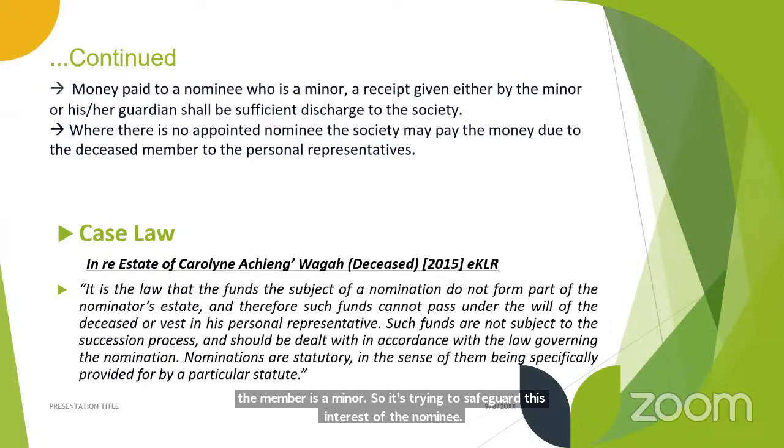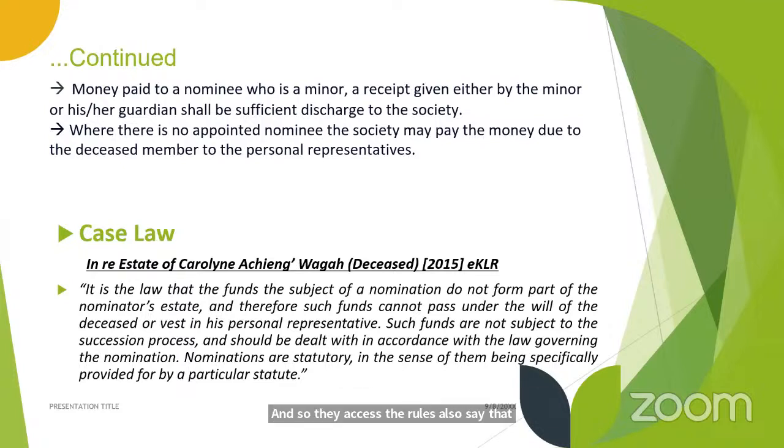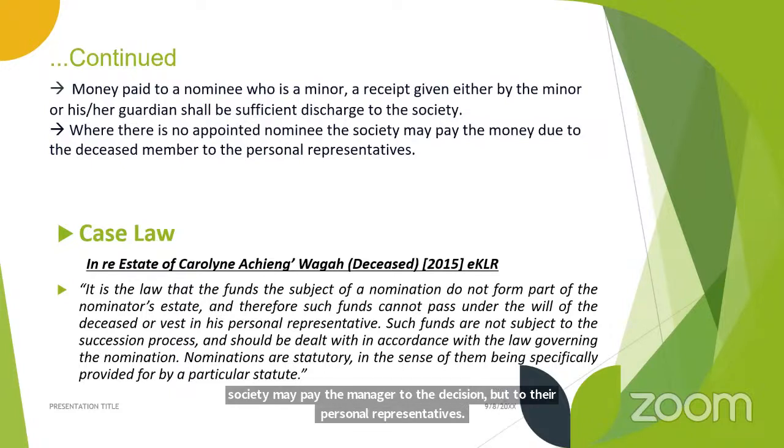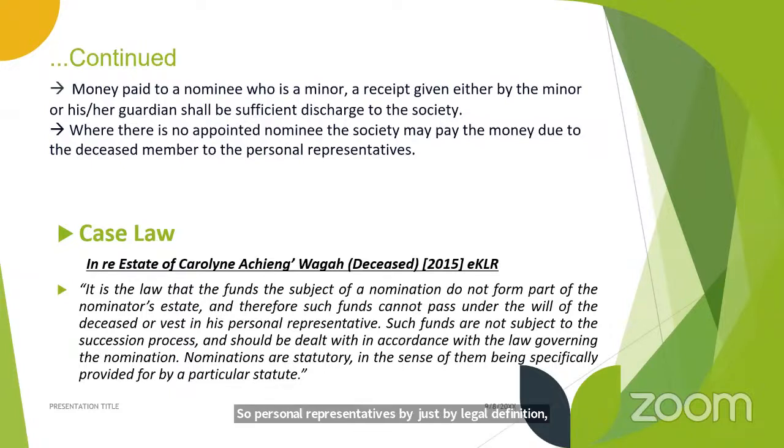And so the rules also say that where there is no appointed nominee, the society may pay the money due to the deceased member to the personal representatives. Personal representatives, by legal definition, are people who are legally appointed by a court to represent the estate of a deceased person.